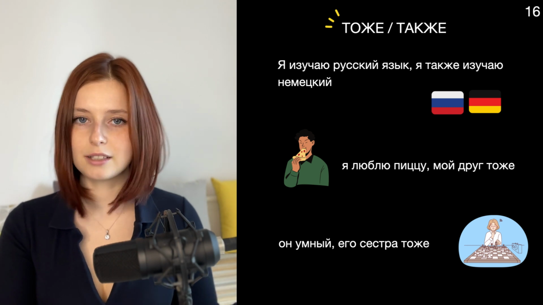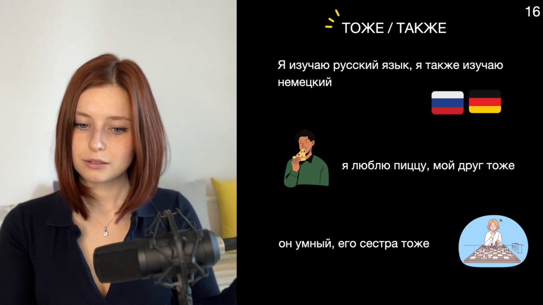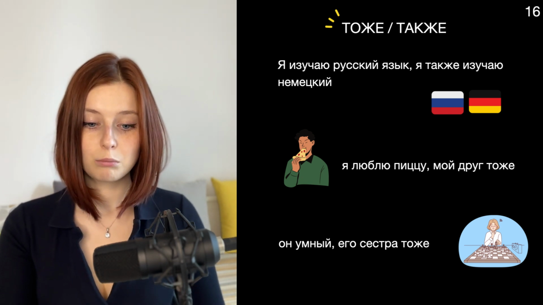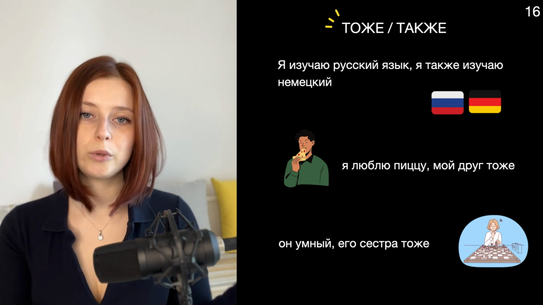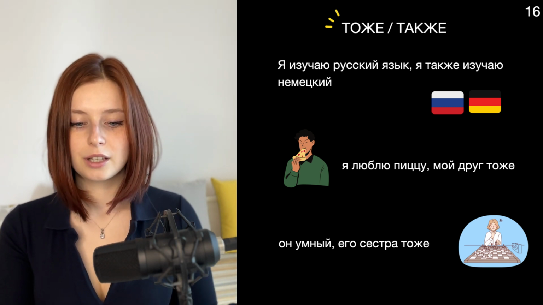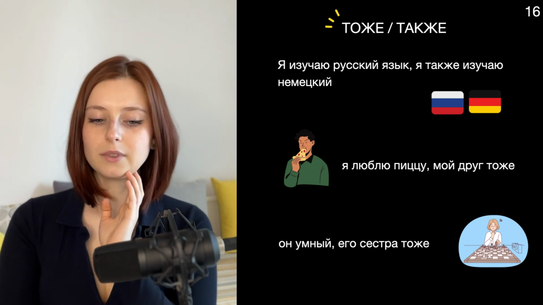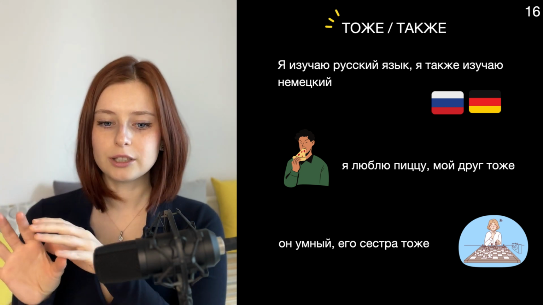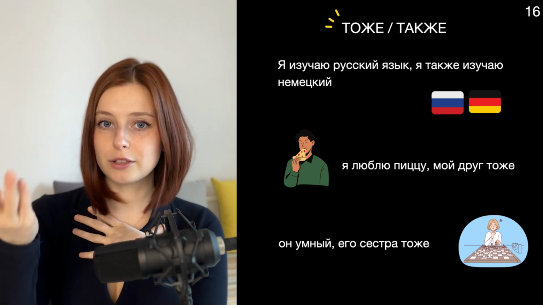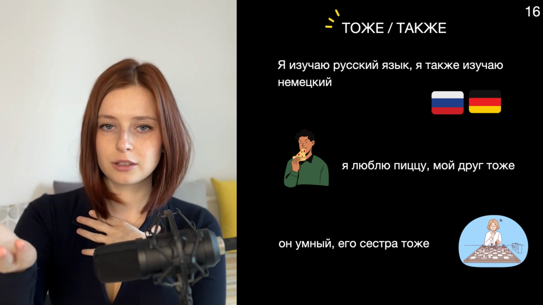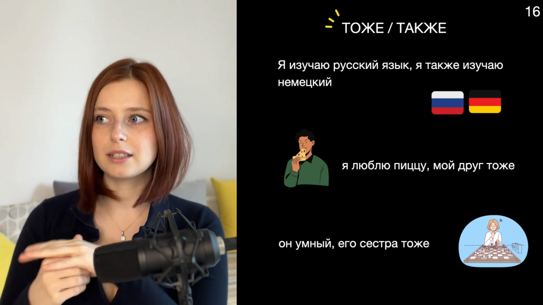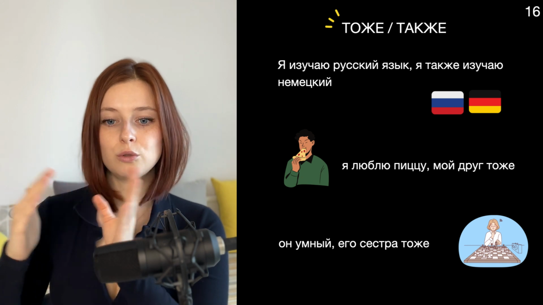My friend does too. Он умный. Его сестра тоже. He's smart. His sister is too. Мы пошли в кино, и они тоже. We went to cinema, and they did too, literally. So, as you can see, when it comes to ТОЖЕ, normally there will be not just one person, right? I'm smart, you're smart too. Я умная, ты тоже умный. Я красивая, он тоже красивый. I'm beautiful, he's handsome too. Right? It's like there has to be two people.